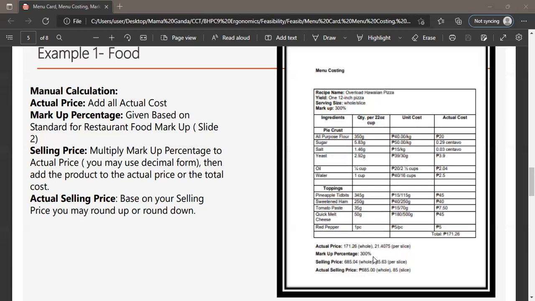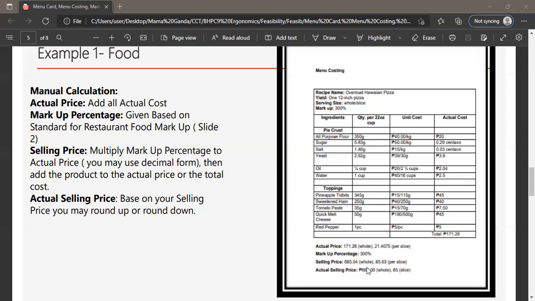So when you are going to find out the selling price, you need first to multiply the 300% markup into the actual price. For the 300% markup, you are going to convert this into decimal form. In this case, this is 3.00 multiplied to 171.26. As you have the product, you will add again the actual price, 171.26, plus the product of 171.26 multiplied by 300%. So that's how they got these 685.04 for the price of the whole overload Hawaiian pizza.